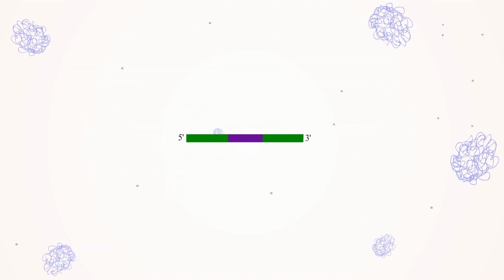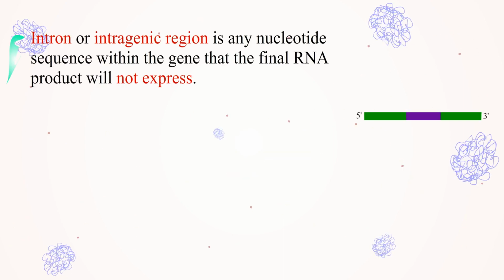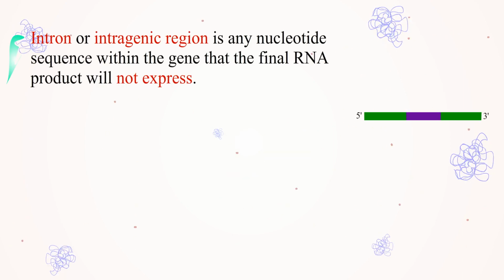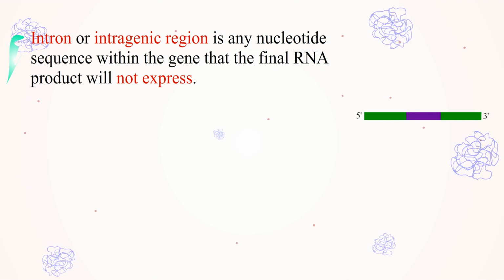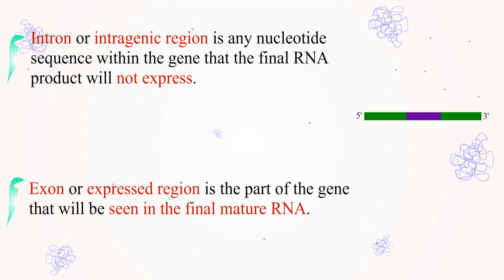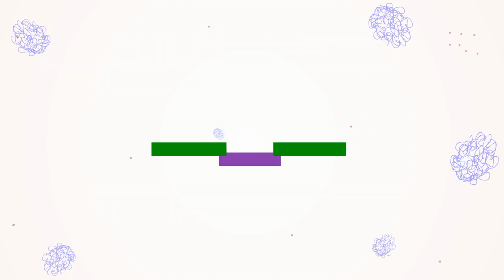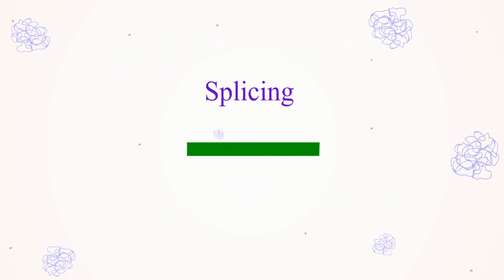1. mRNA splicing. The pre-mRNA transcript contains two regions called introns and exons. Intron, or intragenic region, is any nucleotide sequence within the gene that will not express in the final RNA product. And exon, or expressed region, is the part of the gene that will be seen in the final mature RNA. The introns are removed from the final mRNA transcript through a process called splicing.